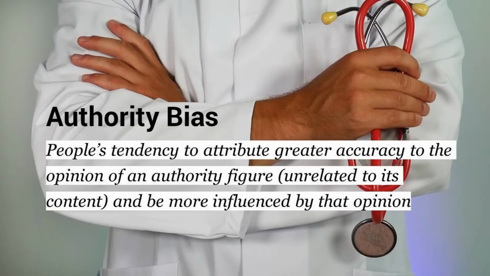So the authority bias means that people have this tendency to attribute greater accuracy to the opinion of an authority, even though it is not related to the content, and be more influenced by that opinion. So do you remember all these superstars who influence us in what kind of drinks to drink, what kind of cars to buy, even though they are not using those cars, right?